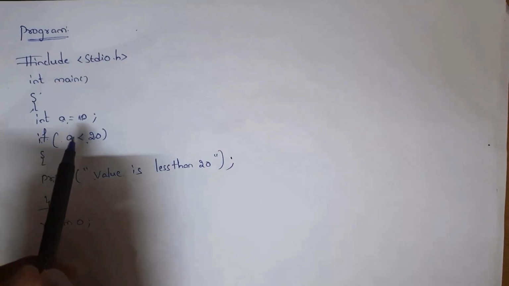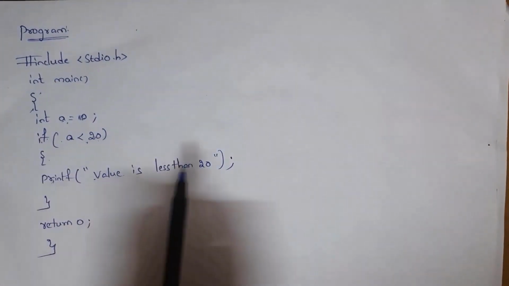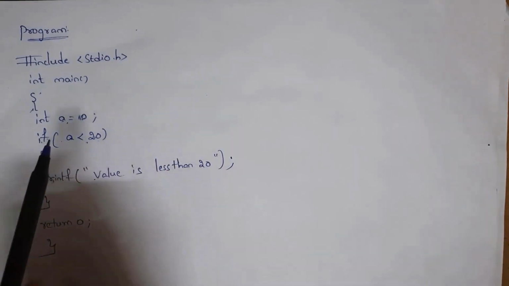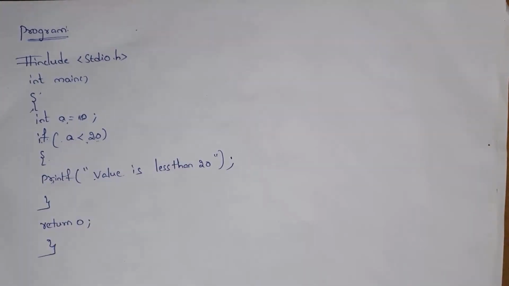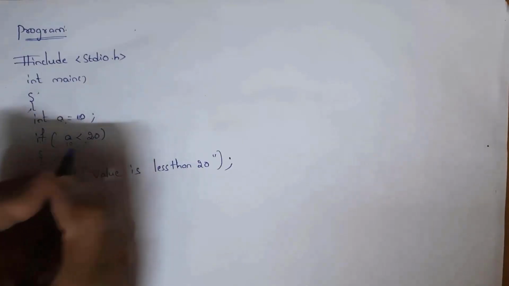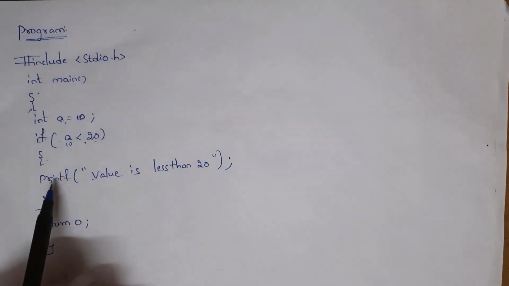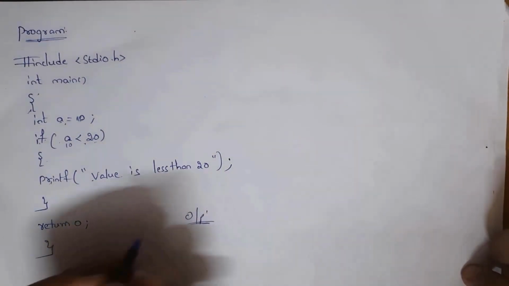If a value is less than 20, open bracket, printf, value is less than 20. Here I given one statement, that is value is less than 20. If a value is less than 20, then I need to get this output. Here I given value of a as 10. 10 is less than 20. This condition is true. So whatever the statement that is present inside if will be executed. So I will get output as value is less than 20.